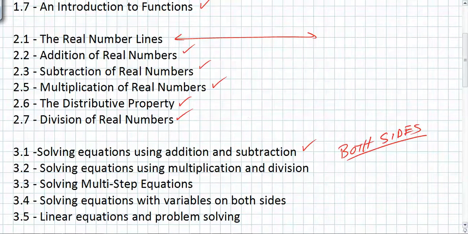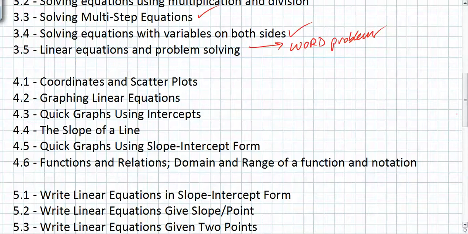What's that commonly referred to as? The golden rule of algebra. Good job. Solving multi-step equations, that's essentially just sometimes you're going to have to add things to both sides and maybe divide both sides. You've done that a lot? We sure did. And then linear equations and problem solving. What's that linked to? This right here is also linked to word problems. Word problems, exactly.